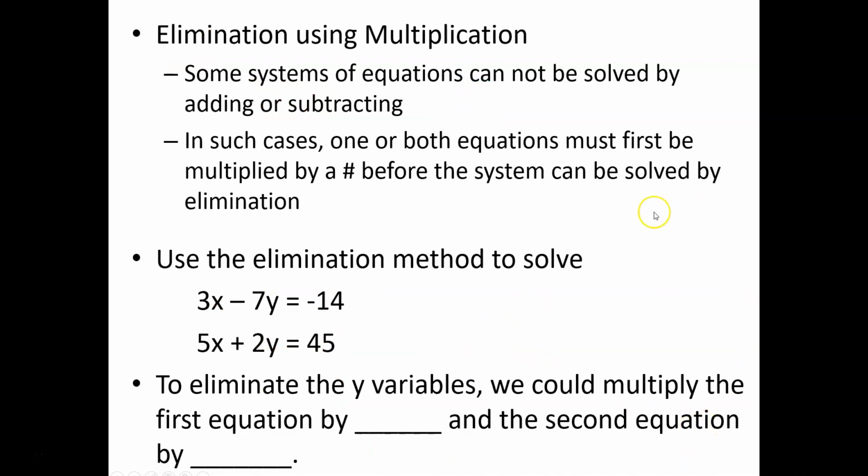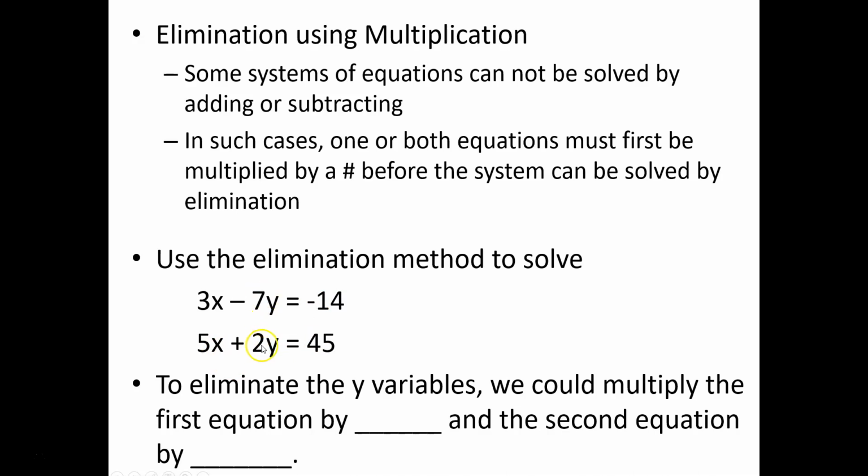So some systems of equations can't be solved just by adding, or by subtracting, but I don't recommend subtracting. In such cases, one or both equations must first be multiplied by a number before the system can be solved. So let's look at these two equations. If we were to add them together, we get 8x minus 5y equals 31. We would still have both our variables.